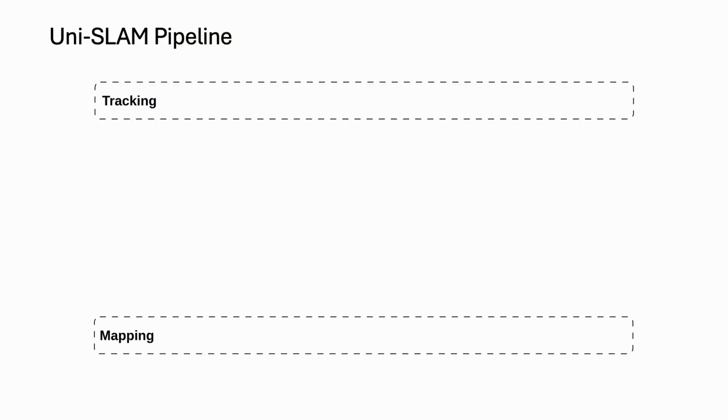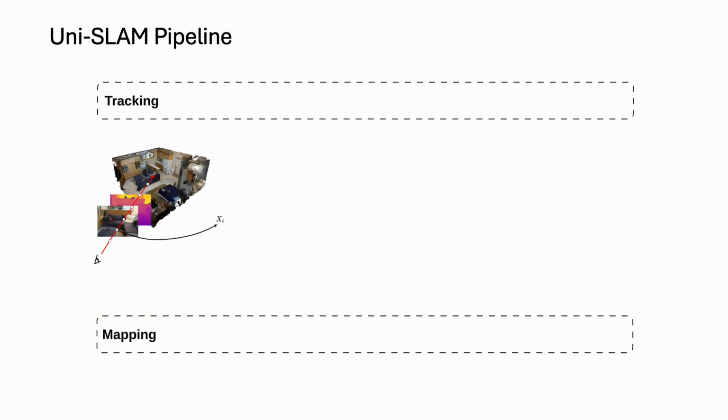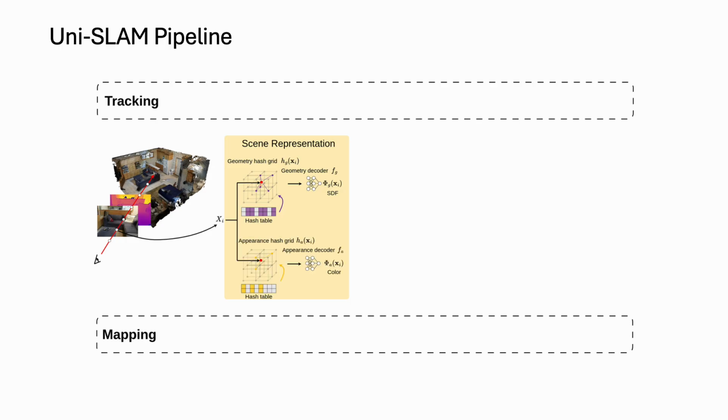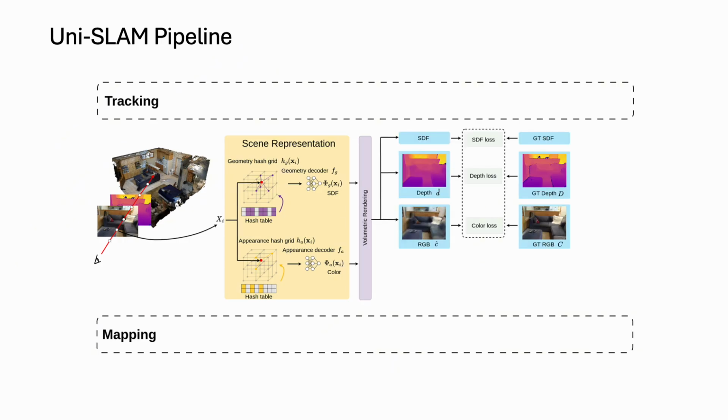Next, I will introduce our pipeline step by step. Our SLAM pipeline consists of two fundamental processes, tracking and mapping. The input to our system is a sequence of RGBD images. In the scene representation stage, we use multi-resolution hash grids to encode geometry, with a geometry decoder outputting the signed distance function, SDF. In parallel, an appearance hash grid branch represents scene color. This parallel representation ensures a clean separation of geometry and appearance, enhancing storage efficiency. Through volumetric rendering, we can estimate the SDF, depth, and RGB.